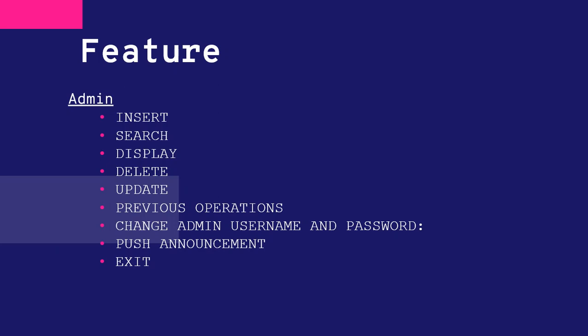Display can show all information of all students that is stored in the file, and delete can delete all information of a student by ID or by first name. Update, the user can change all information of a student by ID. Top student can show the top 5 students who have the top score. Previous operation can show the history of operations that the user used. Change admin username and password, the user can change username and password for their own security.